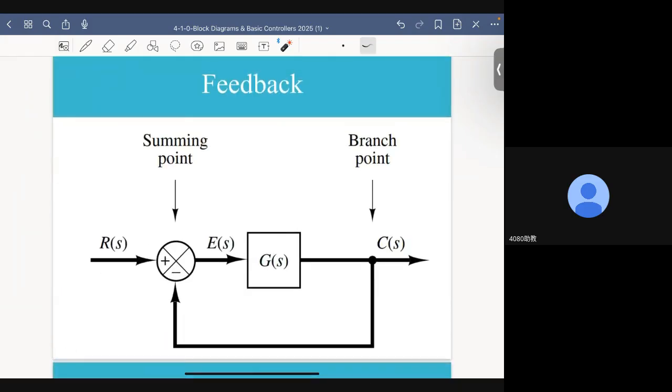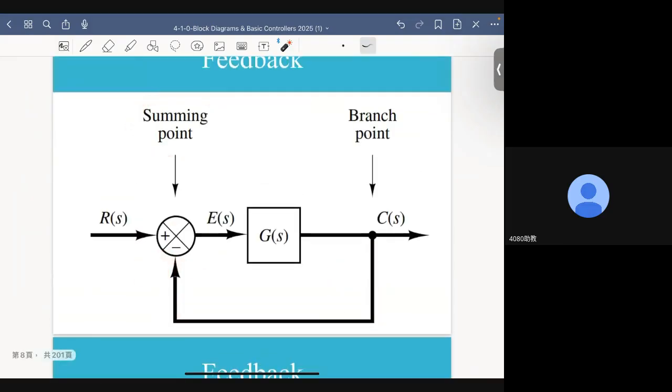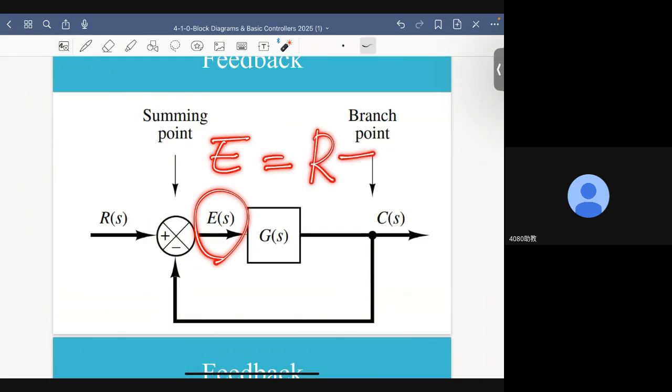Now, here comes probably the most important part of block diagrams. This is a block diagram of a unity feedback system. When I say unity, the output is multiplied by 1, or without any further processing, goes directly back to this so-called summing point. Here we have a positive sign, and here we have a minus sign, which tells us this error signal, E, is essentially R minus C.